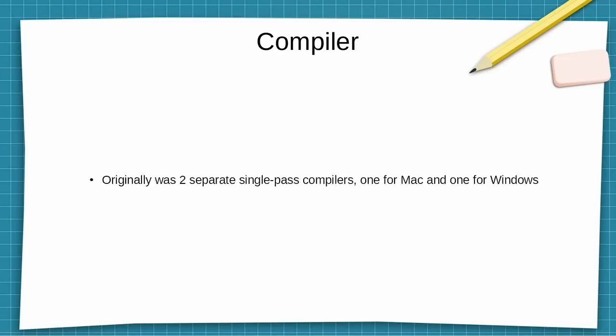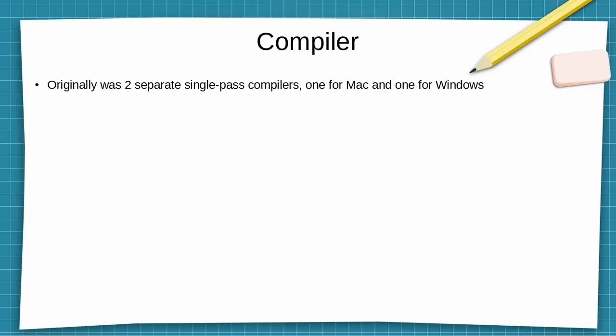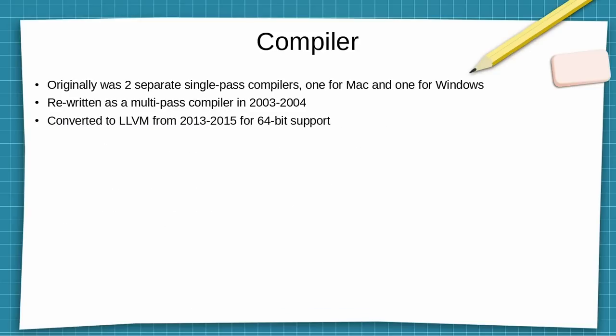All right, so the compiler. This was originally 2 separate single-pass compilers, one for Mac and one for Windows, 2 100% different code bases. A single-pass compiler is very fast, but it has a lot of limitations associated with it. And in the early 2000s, it was wisely decided that it needed to be updated to a more robust multi-pass compiler. And then in the early 2010s, LLVM was brought into the picture.